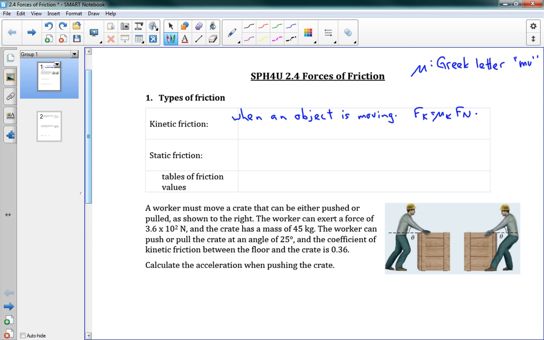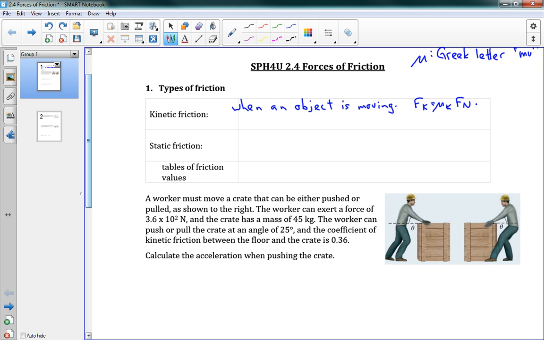Okay, and you might recognize it from torrenting. If you've ever used microtorrent, it has the same symbol. So that's the symbol we're talking about here. So mu k is the coefficient of kinetic friction.